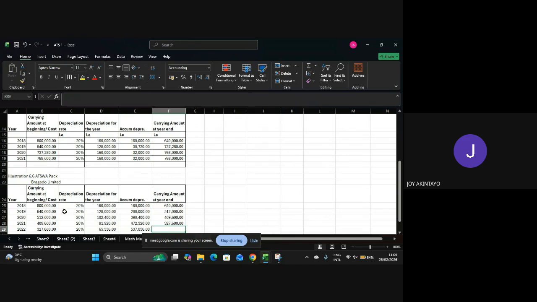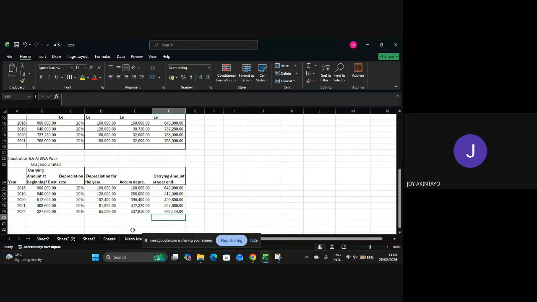So that's 800 minus 537,856. What do you have? 262,144. It is our carrying value at the end of the period. Are we together? So the next thing we need here is what?